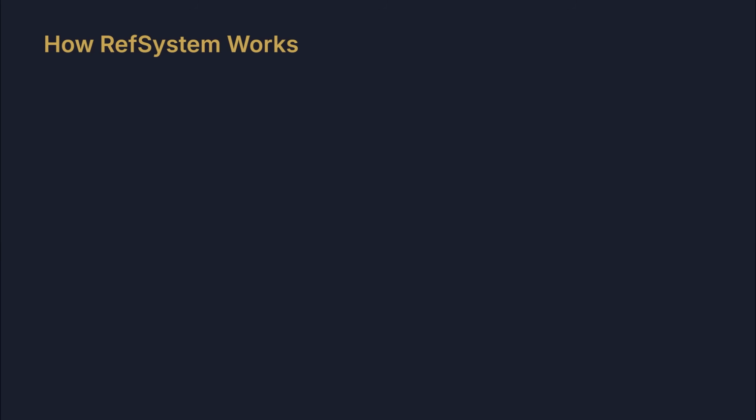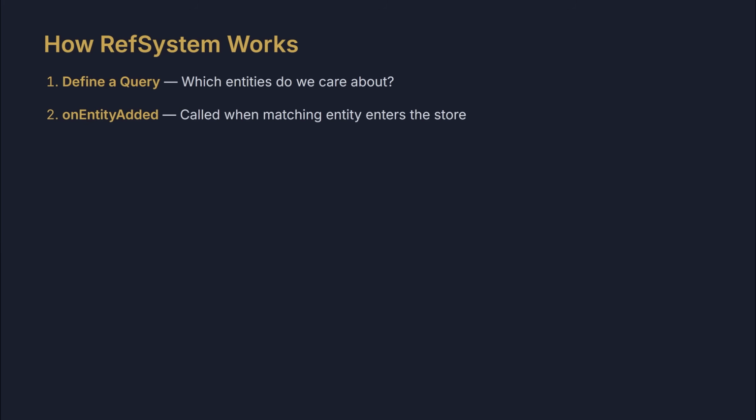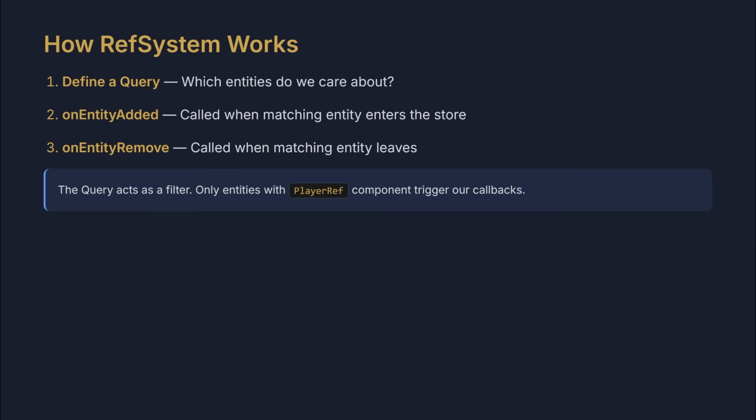So the RefSystem works like this. It defines a query because we want to say, hey, which entities do we care about? Do we care about players? Do we care about NPCs? Do we care about players with a specific component, for example? Then we have methods like onEntityAdded, which is called when a matching entity enters the store, and onEntityRemove, which is called when a matching entity leaves the store. And as I said, the query acts as a filter. Only, for example, entities with the playerRef component trigger our callback.